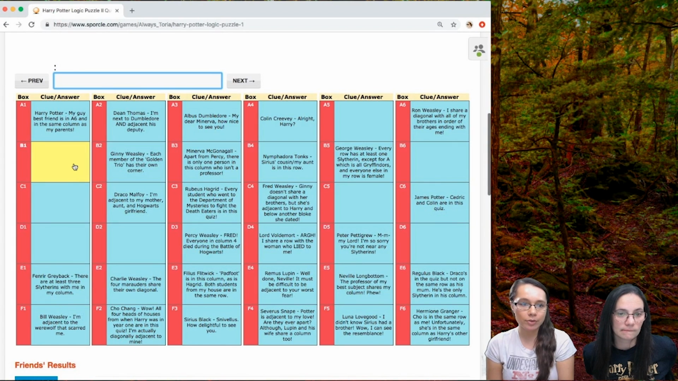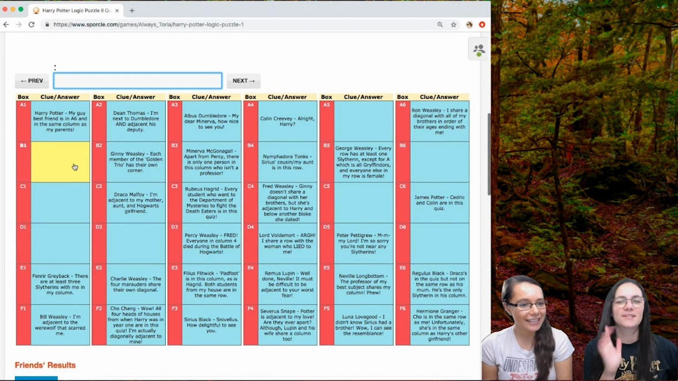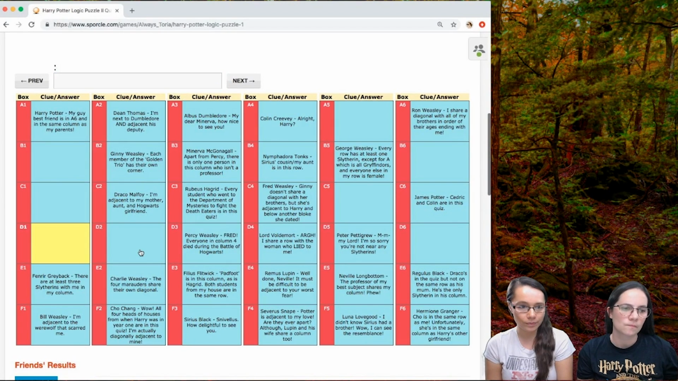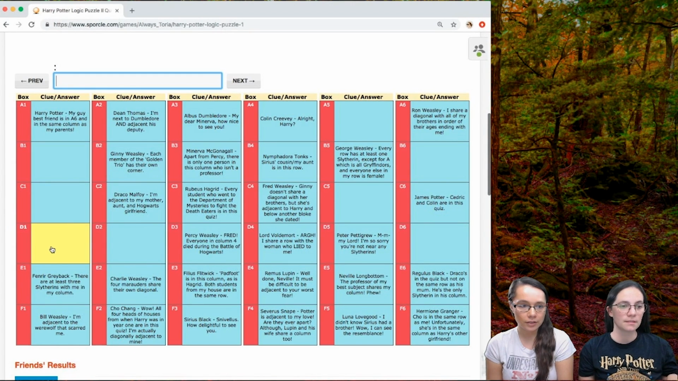Is everyone in there dead? We just know there's a girl in that row. You're right. I don't know what I was thinking. It's okay. There's so many things to think about. So Narcissa has to be in one of these two because Draco's adjacent to her. He doesn't share a row with any other Slytherins, or a column with any other Slytherins. So that means Narcissa is D1 here.